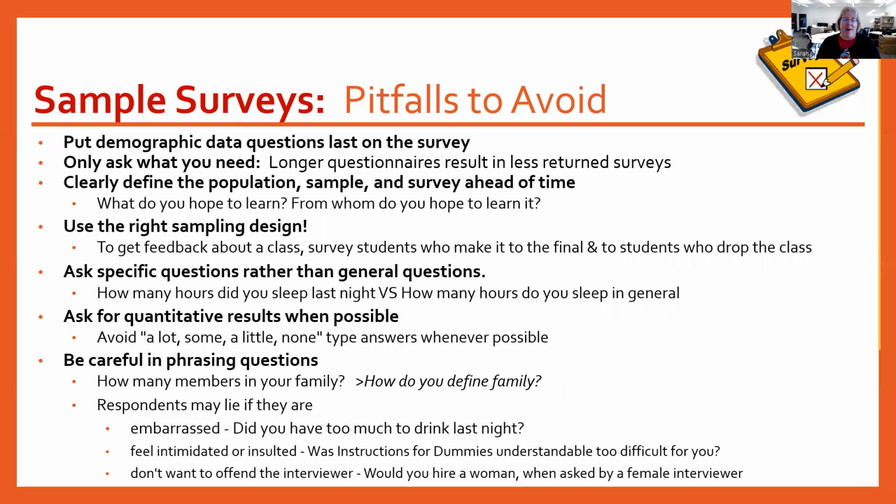Respondents might lie if they are embarrassed. So asking things like, did you have too much to drink last night, as opposed to how much did you have to drink last night? They might lie if they feel intimidated or insulted. So if you asked, was Instructions for Dummies understandable, or was that too difficult for you? Right? That doesn't sound very nice. There's a better way of asking that question. They also might lie if they don't want to offend the interviewer. So if a female interviewer asks, would you hire a woman? There's a stronger tendency to say yes when it's a female interviewer than if it was somebody of a different gender. So all those kinds of things to keep in mind as you are writing surveys and working with that data.